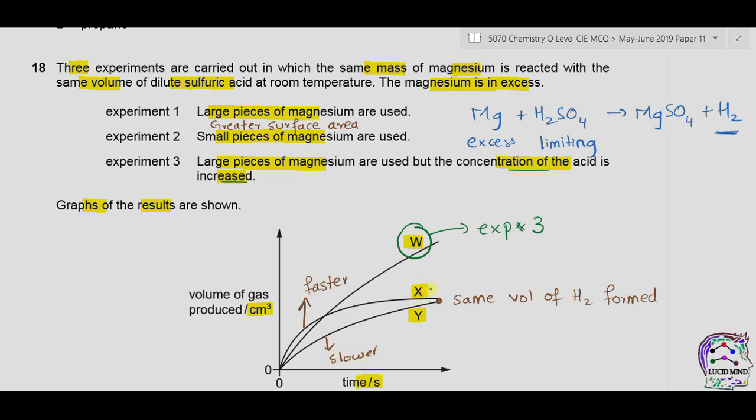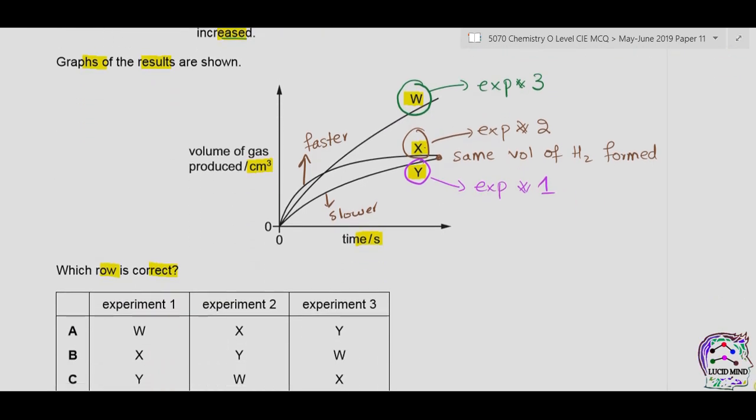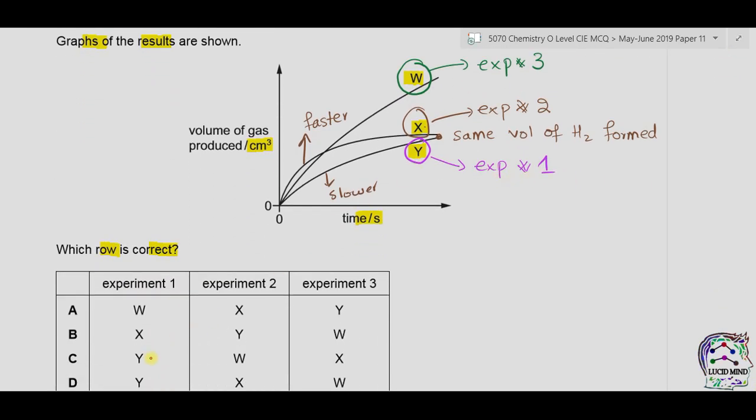So it means experiment 2 is X, while experiment 1 is Y. So experiment 1 is Y, experiment 2 is X, and experiment 3 is W. The answer is therefore D.